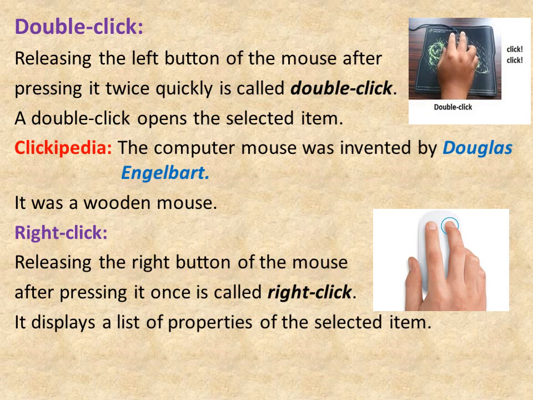Releasing the right button of the mouse after pressing it once is called right click. You have to use the right click button on the mouse. It displays a list of properties of the selected item. So whatever you have selected, it will show you the list of that item.